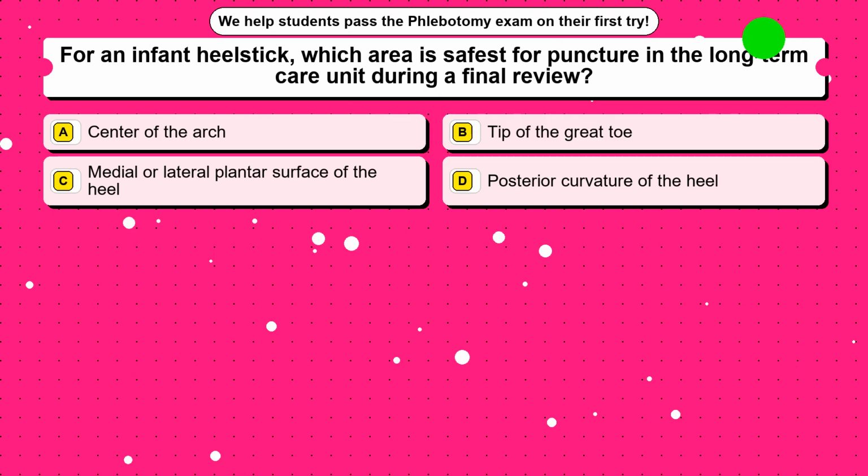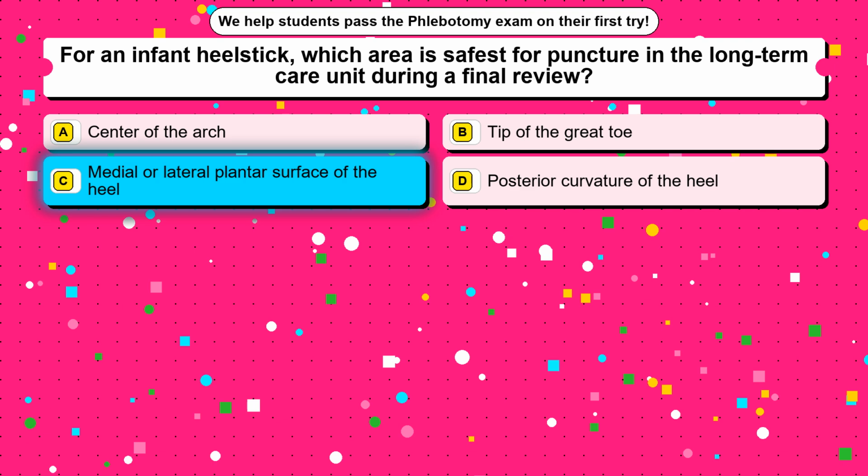Question 83. For an infant heel stick, which area is safest for puncture in the long-term care unit during a final review? Option A. Center of the arch. Option B. Tip of the great toe. Option C. Medial or lateral plantar surface of the heel. Option D. Posterior curvature of the heel.